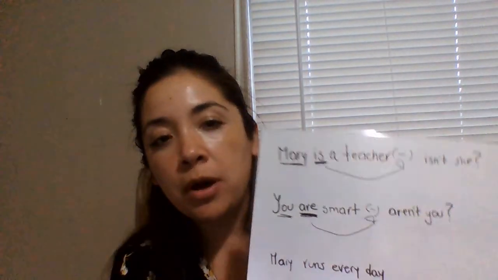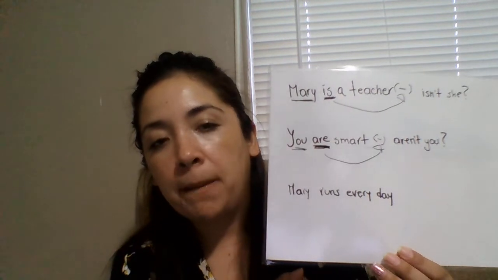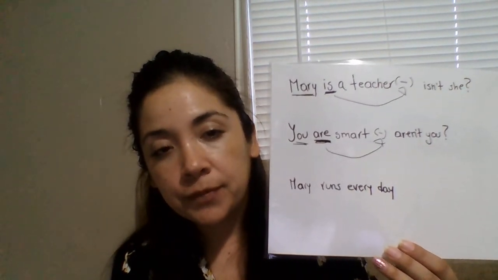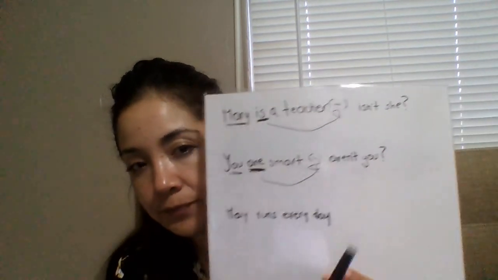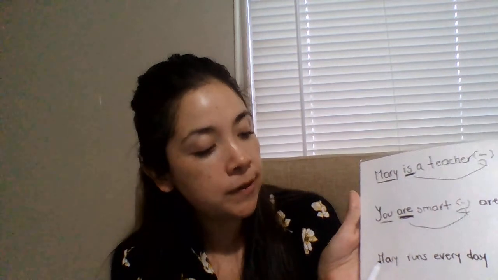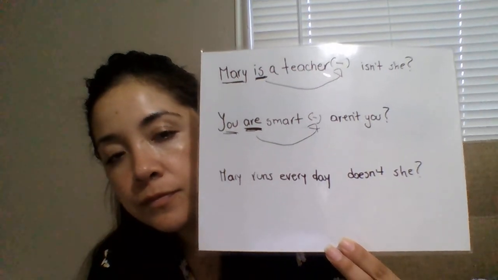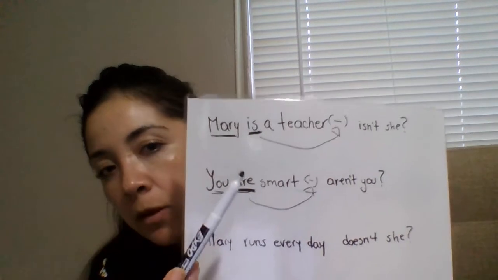All right. So in our sentence here, Mary runs every day. How do we make the question tag? Mary runs every day. Remember that we have to make it negative. All right. So it will be doesn't. Doesn't, and we are talking about Mary, so we use she. Mary runs every day, doesn't she? I just want to make sure you are understanding the difference, okay?